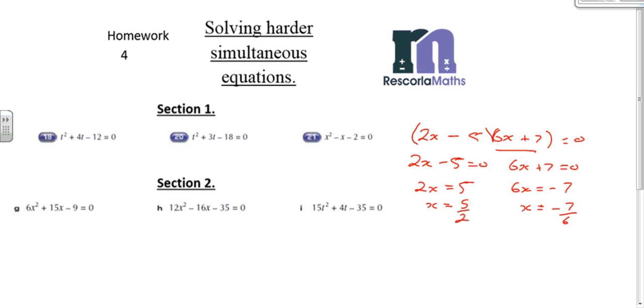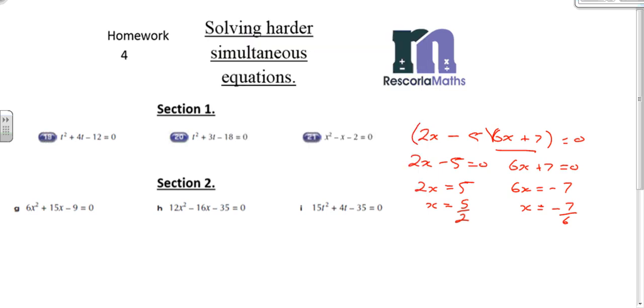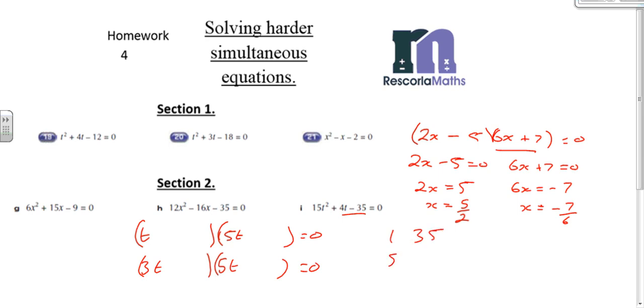Next one. We've got either t and 15t, or most likely 3t and 5t. And again, we've got to have 35, so that's either going to be 1 and 35, or 5 and 7. Then it's just trial and error.